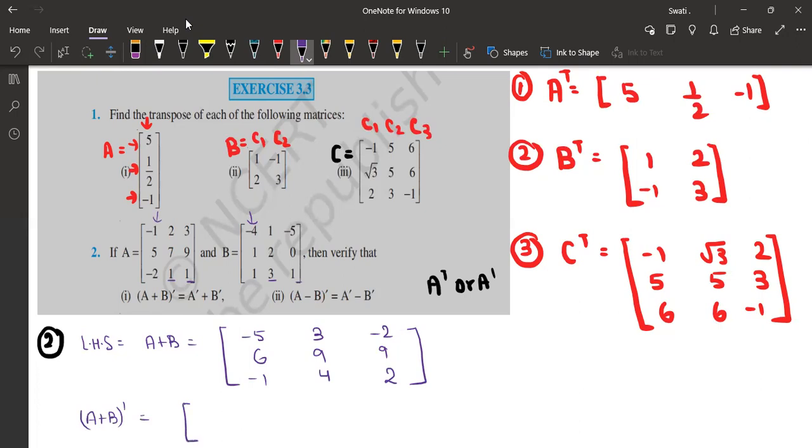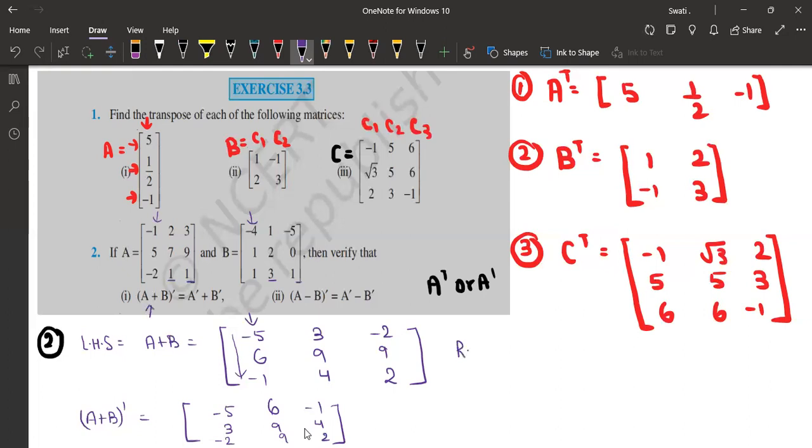So it's very simple. The first column will become first row. So -5, see, this is the first column, right? That means these entries will become the first row: -5, 6, -1. Second column, that is 3, 9, 4, second row. Third column will become third row: -2, 9, and 2. This is what we have for A plus B transpose. That means we have found already the value of LHS.